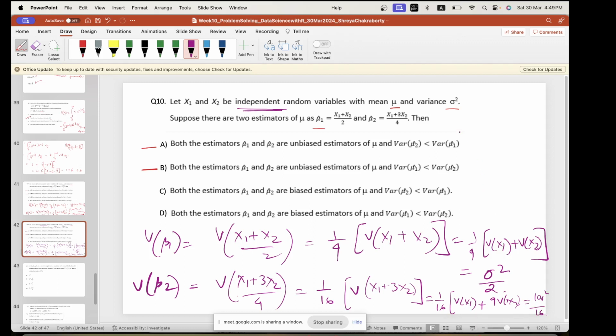Okay. So here we can see 10 sigma square by 16 is greater than sigma square by 2, which is 2 into 8. Alright. So therefore variance of beta 2 is greater than variance of beta 1. So the correct answer is this one.